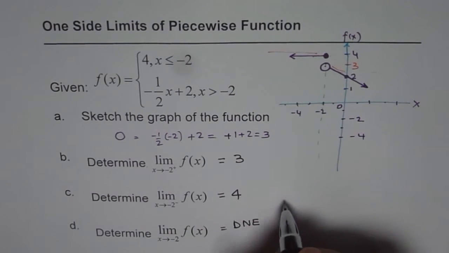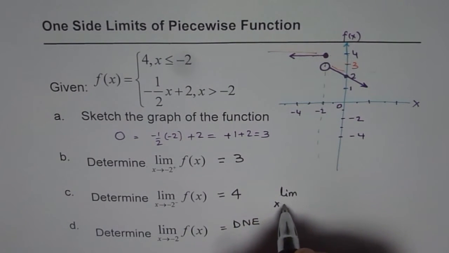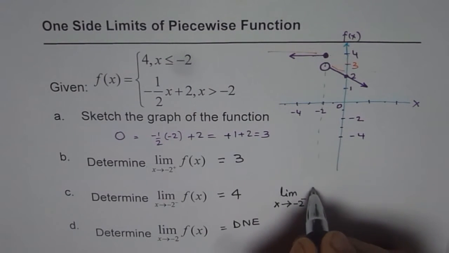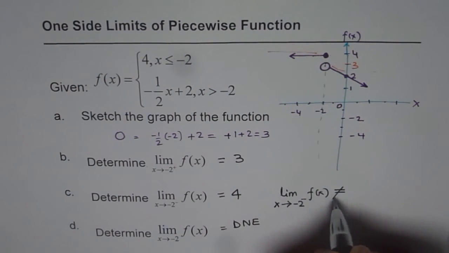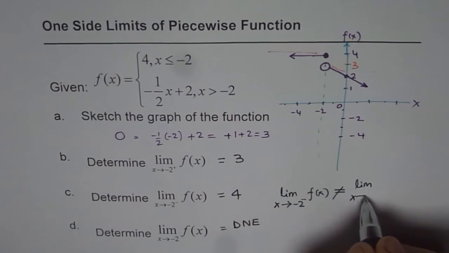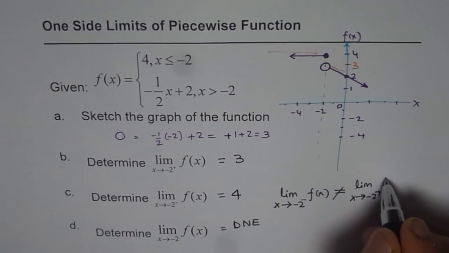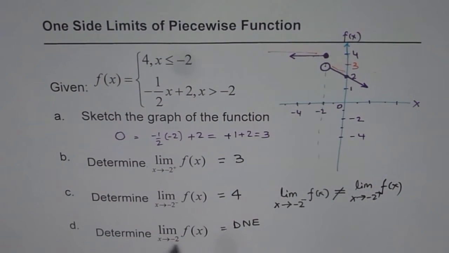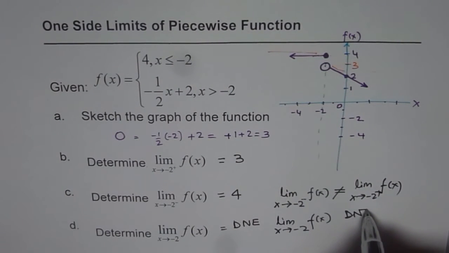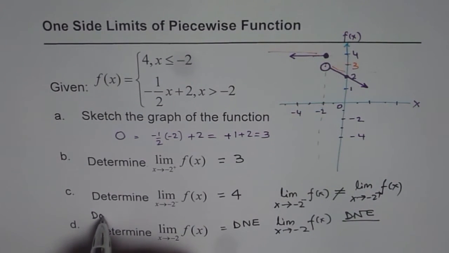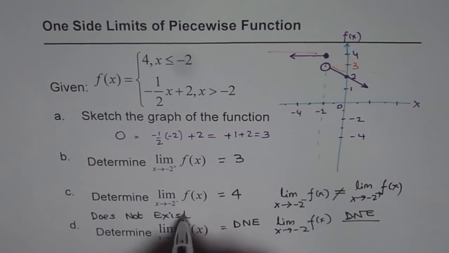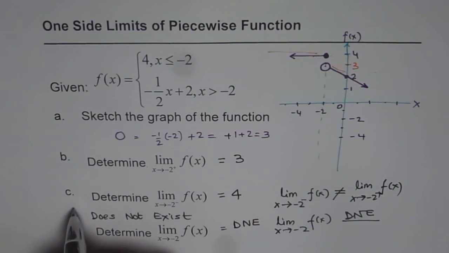The reason here is, since the limit of the function when x approaches minus 2 from the left side is not equal to the limit of the function when x approaches minus 2 from the right side, we say that the limit as x approaches minus 2 for the function f of x does not exist. So that is my symbol for does not exist, correct? So this is for this part D.